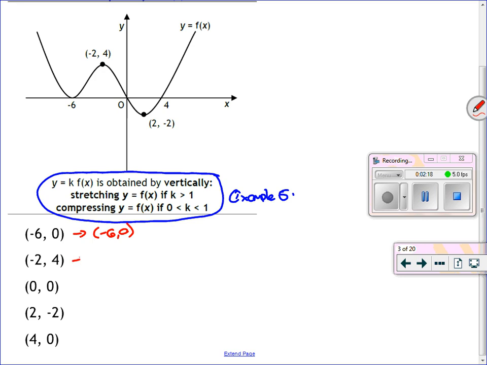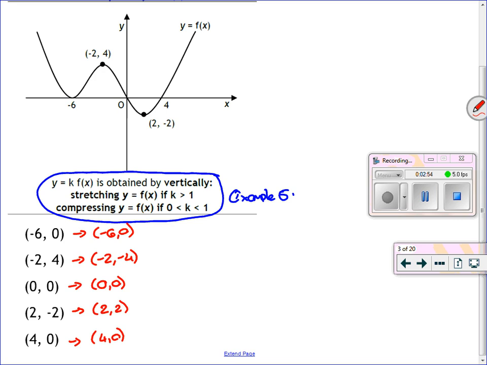Minus 2, 4 is going to minus 2, minus 4. 0, 0 is staying as 0, 0. 2, minus 2 is going to flip. Remember, we keep the x value the same, we flip the y. So that goes to 2, 2. And 4, 0 stays as 4, 0.